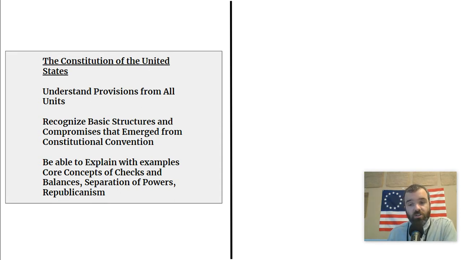So just be aware that in a document-based question, they might ask you to bring in examples from the Constitution itself. And the core ideas in the Constitution, obviously checks and balances, separation of powers, and the main compromises that were made when it comes to representation, the Great Compromise at the Constitutional Convention.